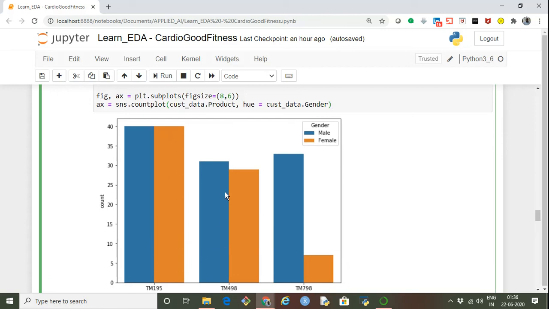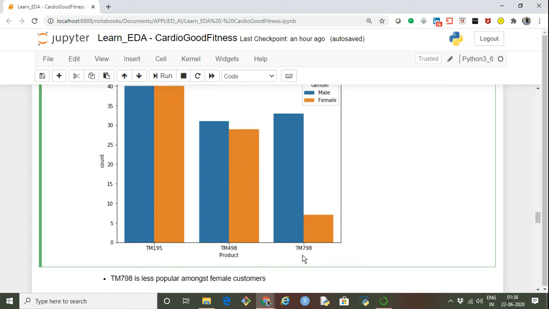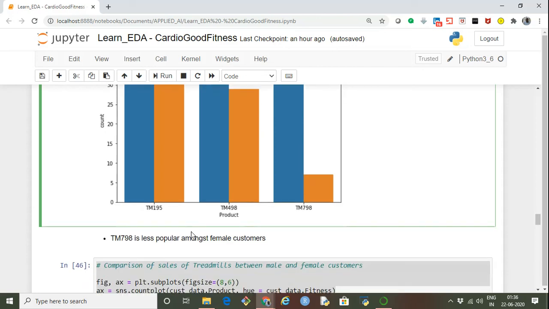TM498 had a slight edge towards the male, but it was again more or less equally popular between male and female. Whereas TM798, this product was very popular among male compared to the female. So you can see a clearly big difference between the two. So TM798 is less popular among the female compared to male. So this is what we have.